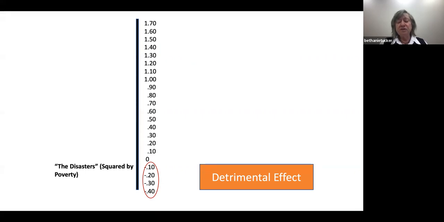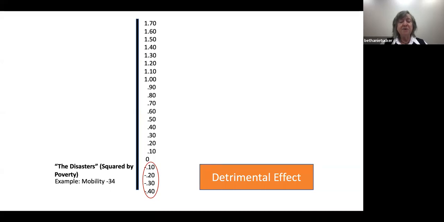The researcher who put this together, his name is John Hattie. Other researchers have studied effect size, but Hattie's is the one that is most well known, and he calls these effects the disasters. Now, these disasters apply to all students, but as we could only imagine, some of these disasters are squared by poverty. In other words, these disasters are much more disastrous for a student from poverty.